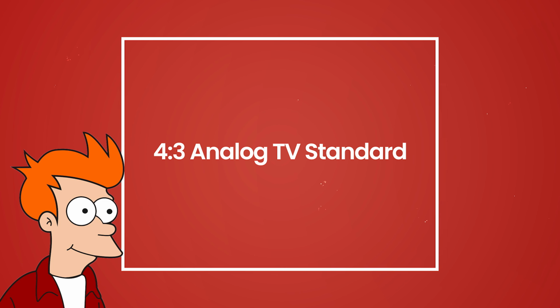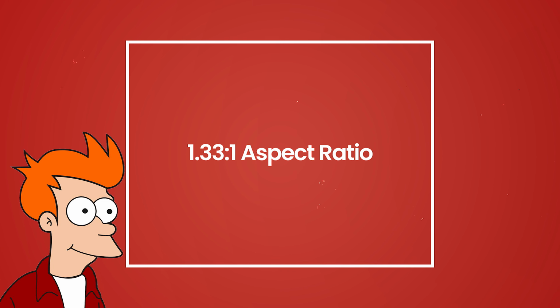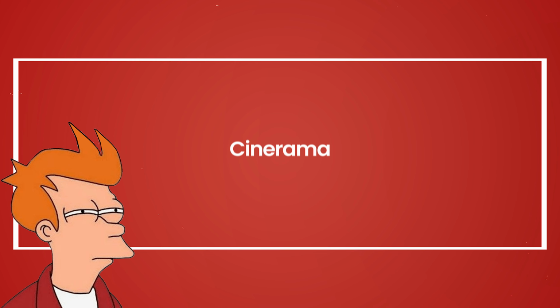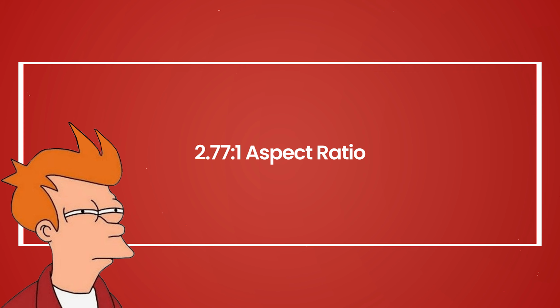As you may have noticed, movies and TV shows come in literally all different shapes and sizes. From the 4:3 analog TV standard, also known as a 1.33:1 aspect ratio, all the way out to Cinerama's ludicrously wide 2.77:1 ratio. Today you can find films and video content in many different degrees of widescreen.